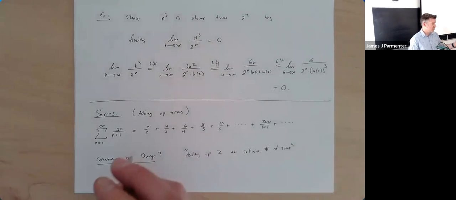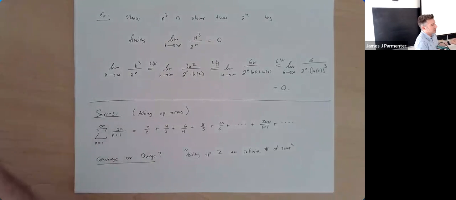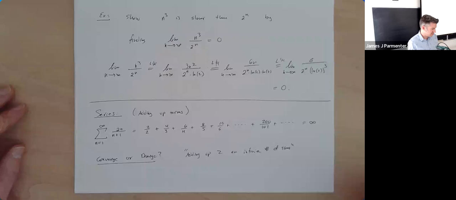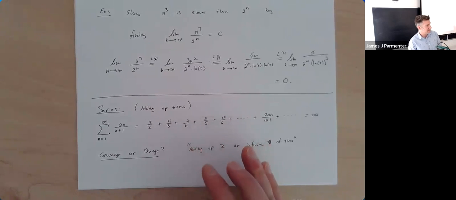Well, 2 plus 2 plus 2 plus 2 plus 2, an infinite number of times is going to add up to infinity. Or you could say 2 times infinity if you really wanted to, but that seems silly. So this is going to be infinity. This series diverges specifically to infinity, but there's something important to see here.